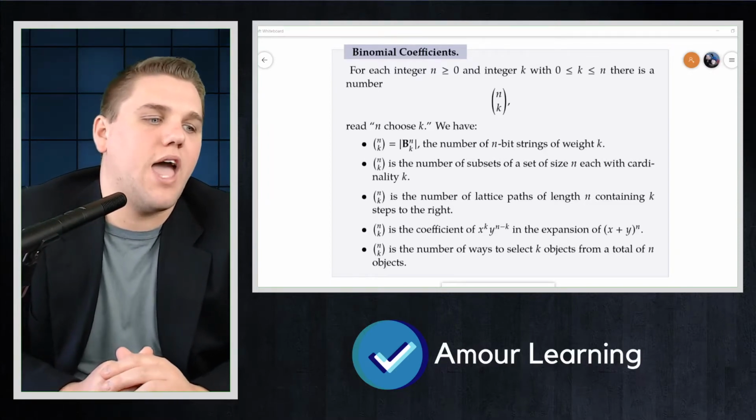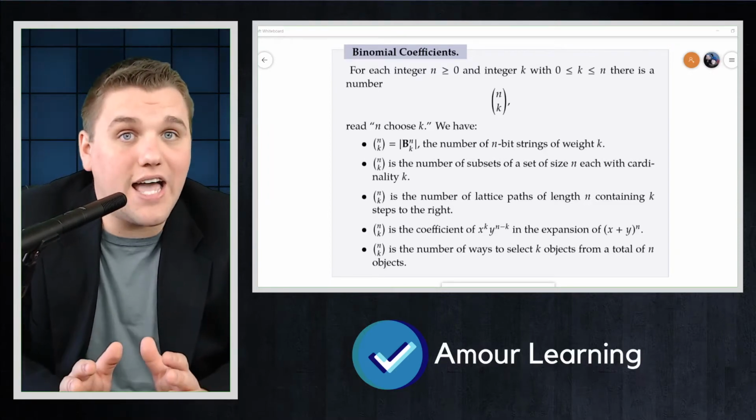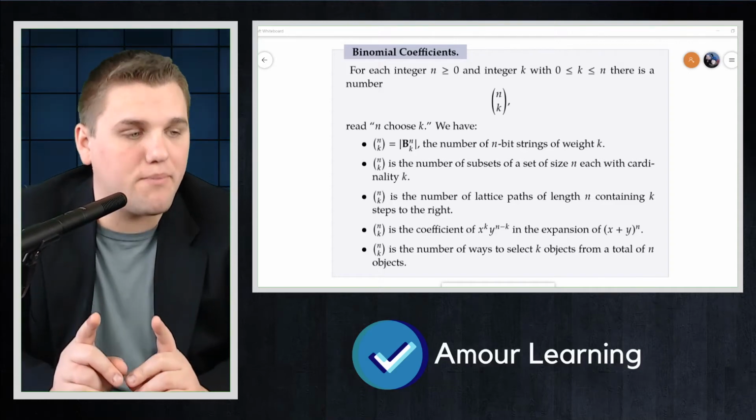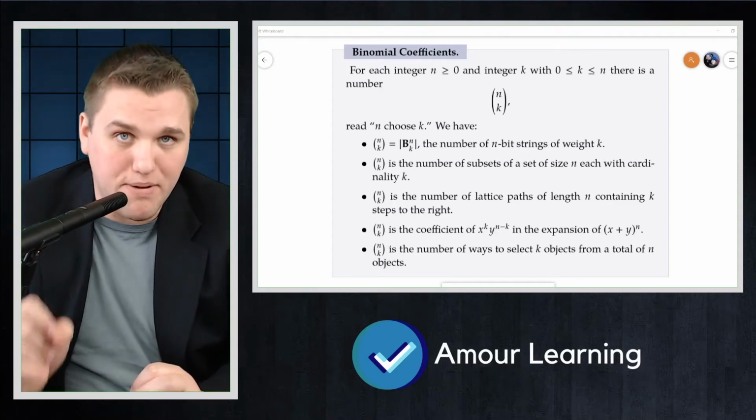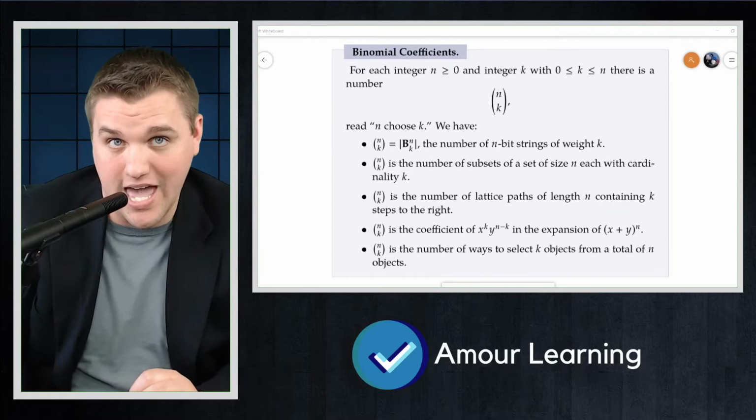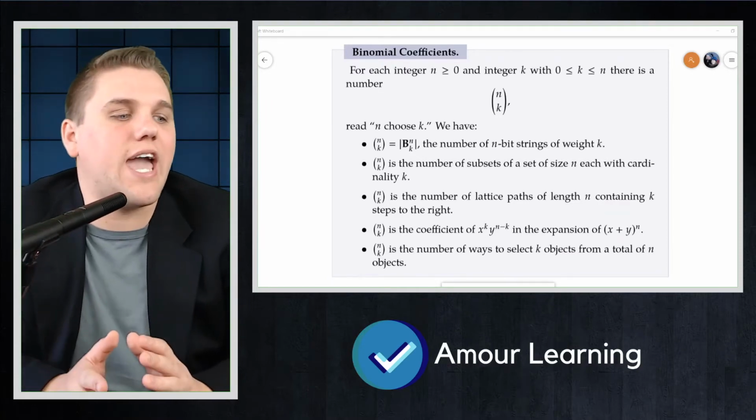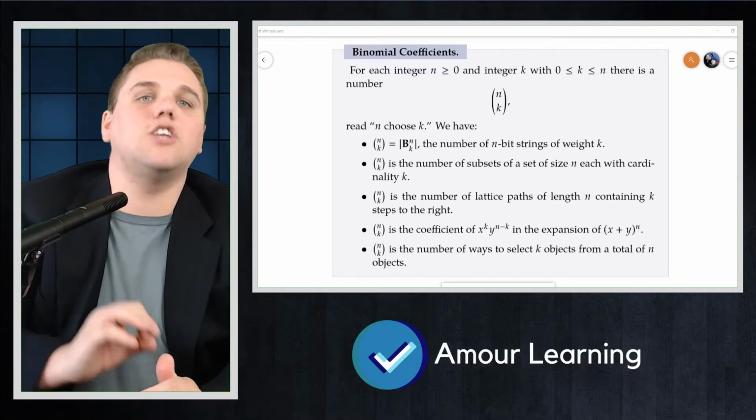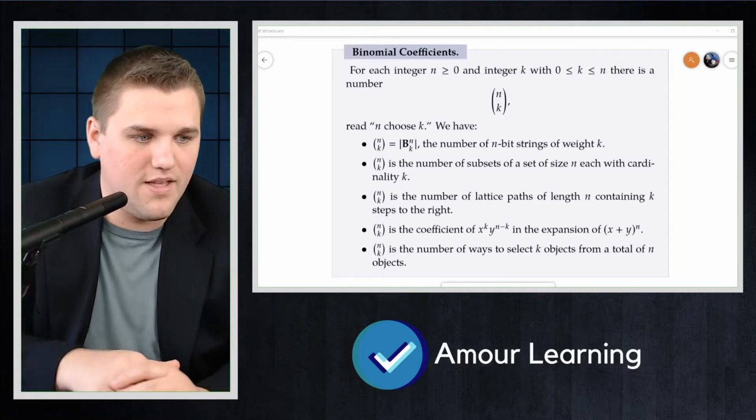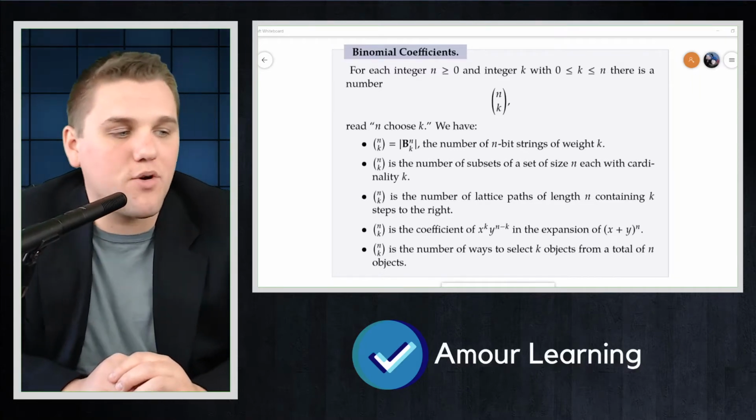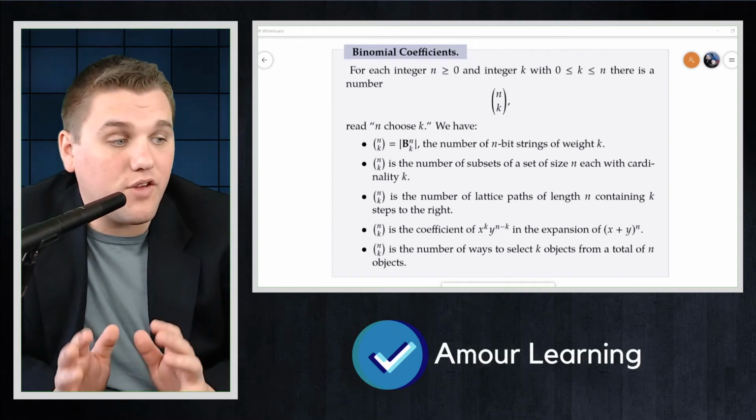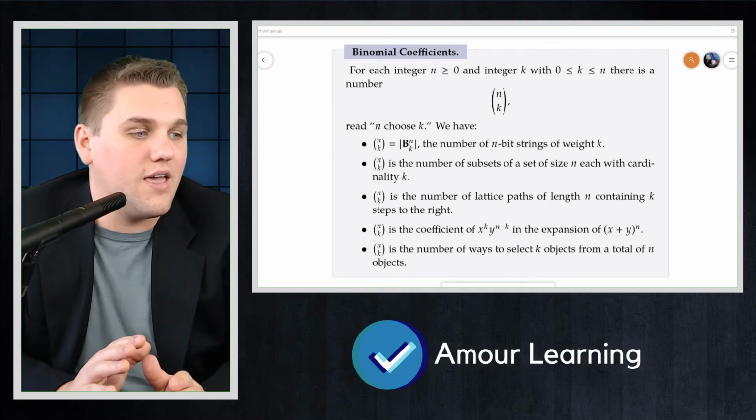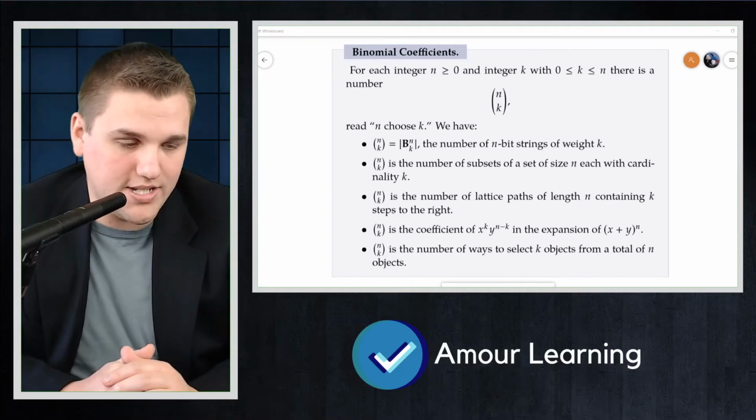First off, n choose k is the size of B(n,k), which remember is the number of n-bit strings with weight k. N choose k is also the number of subsets of size n, each with cardinality k. N choose k is also the number of lattice paths of length n containing k steps to the right.